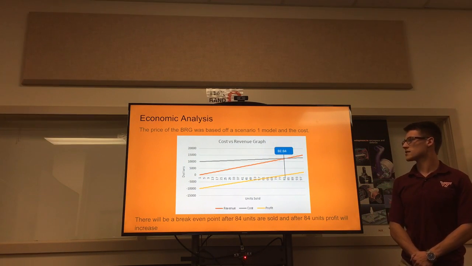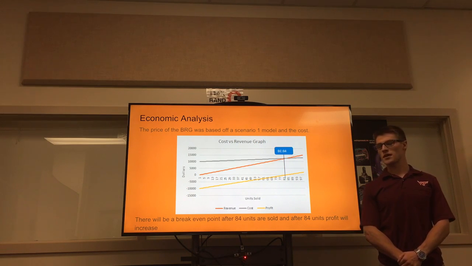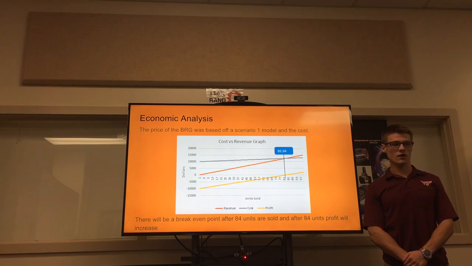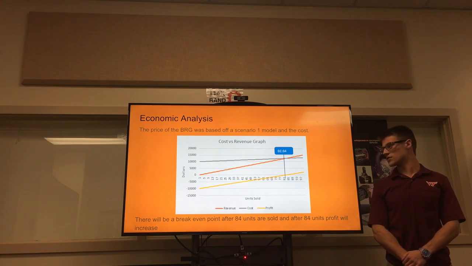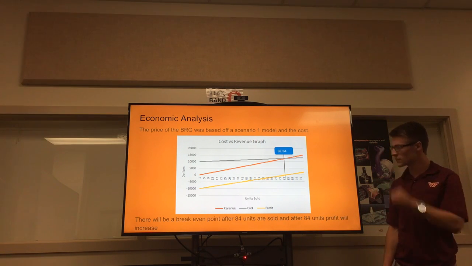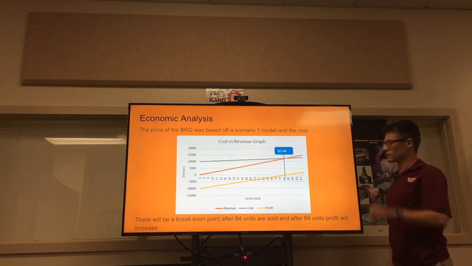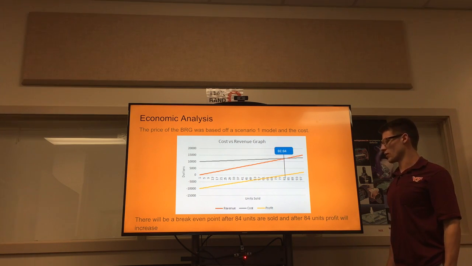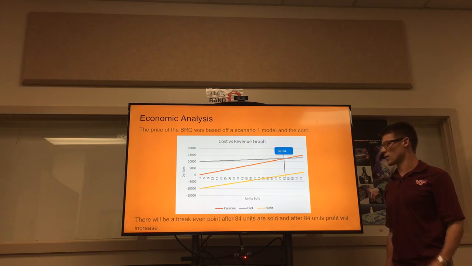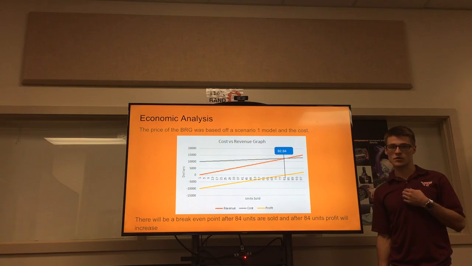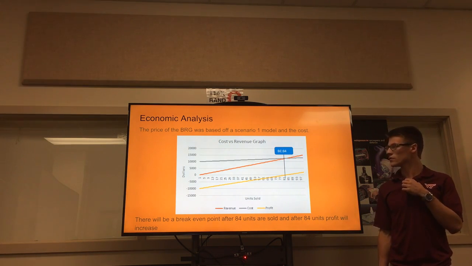For economic analysis, we determined our prices based off the manufacturing cost of the BRG itself, and then used the scenario 1 model, meaning that our price would not change as the number of units sold increased. This graph is a graph of profit as compared to the revenue and the cost. So cost and revenue have a break-even point at 84 units sold, which is where profit will equal 0. And after that 84, profit will be positive and will continue to increase as more units are sold.